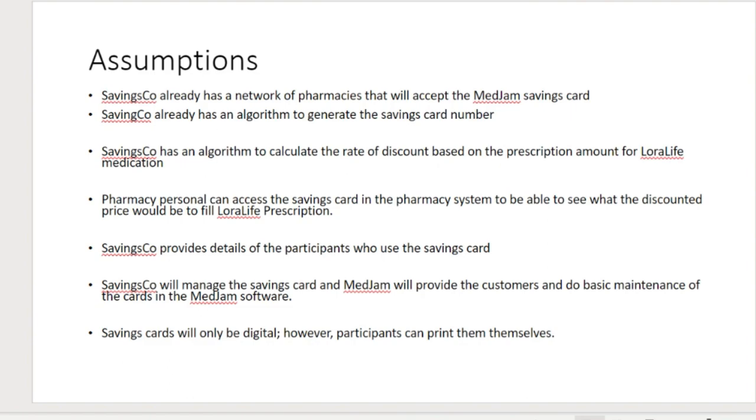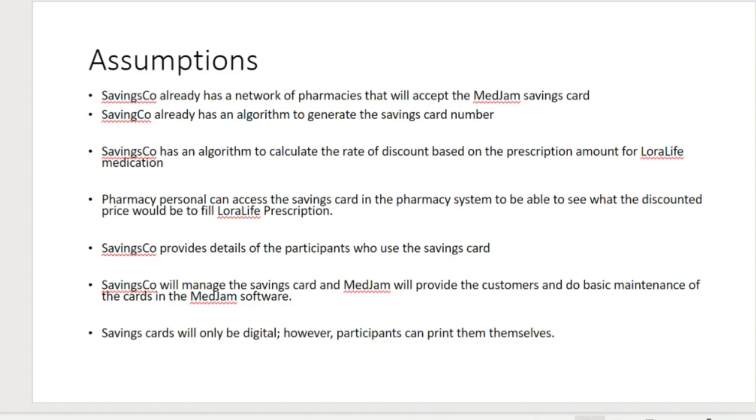We also assume that pharmacy personnel can access the savings card in the pharmacy system to be able to see what this discount should be, because they have to receive the payment. They've got to know how much they should be receiving. So we're assuming that within the pharmacy network, there's also a system in place to let them know how much discount they can give.